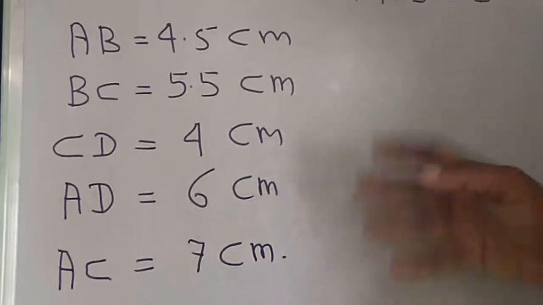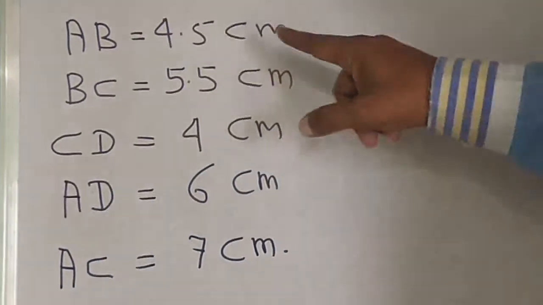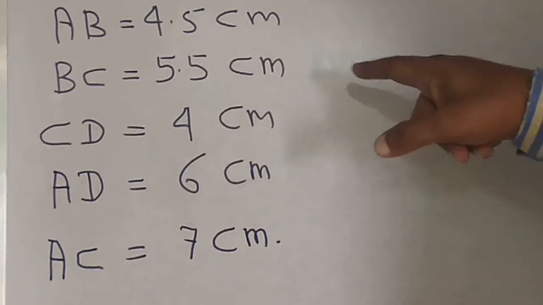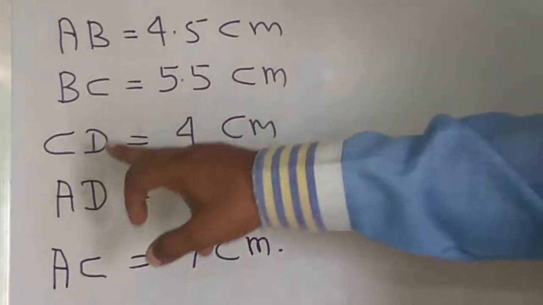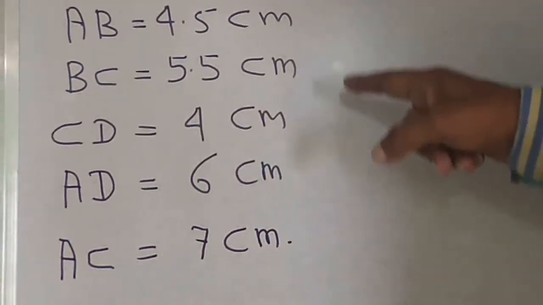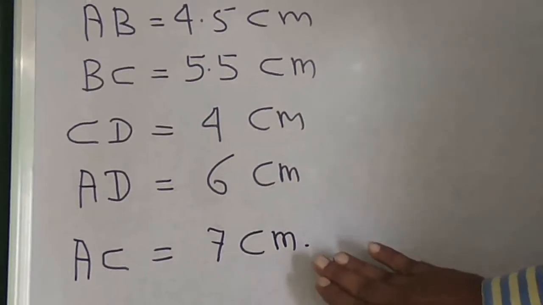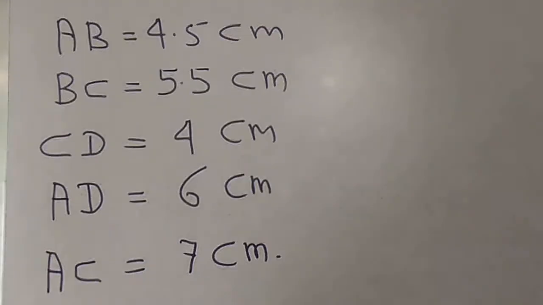After reading it, we easily understand: after A, B comes, so it is a side. After B, C comes, so it is also a side. After C, D comes, so it is also a side. And after D, again A comes, that's why it is also a side. So the initial 4 measurements are the measurements of sides. The last one is the measurement of the diagonal. So first we draw this diagonal.